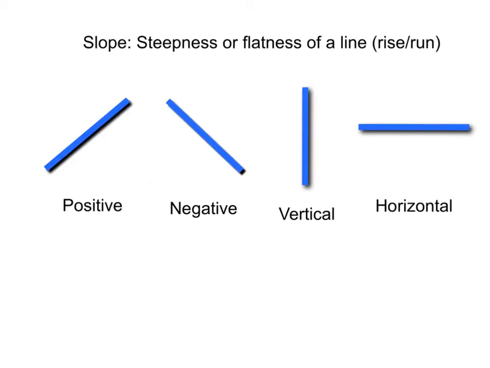The definition of slope is the steepness or flatness of a line. So what slope does is it determines how steep or how flat a line is going to be. There's 4 different types of slopes that you're going to see. The first is a positive slope.